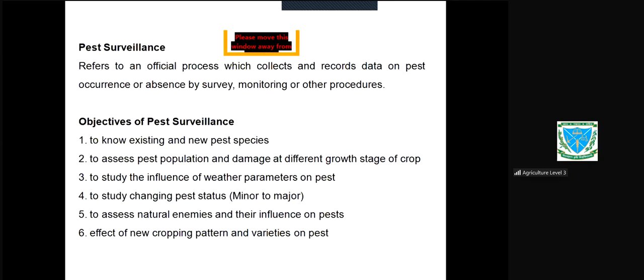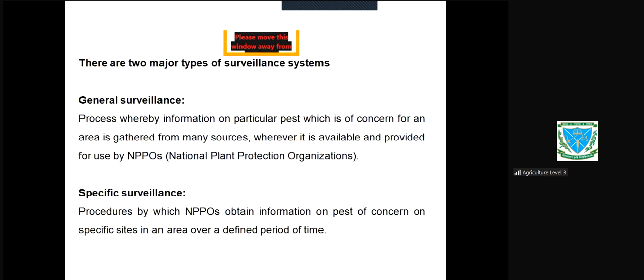Yes sir. Clear? There are two types of surveillance. One is called general surveillance. The second one is specific surveillance. General surveillance is a process whereby information on a particular pest which is of concern for an area is gathered from many sources, wherever it is available, and provided for use by NPPOs, National Plant Protection Organizations.